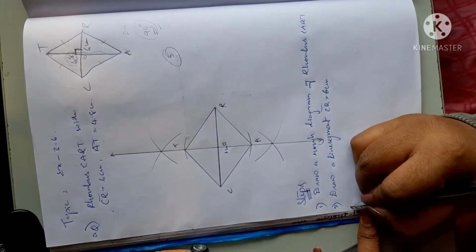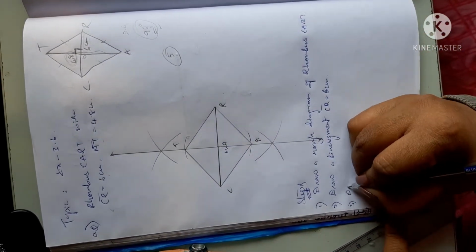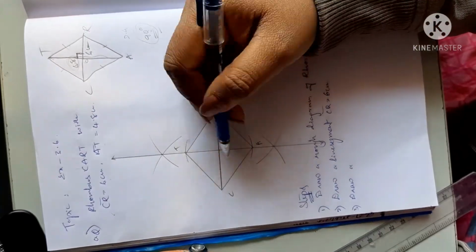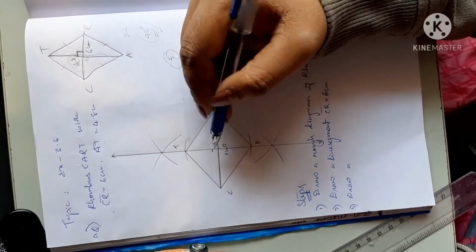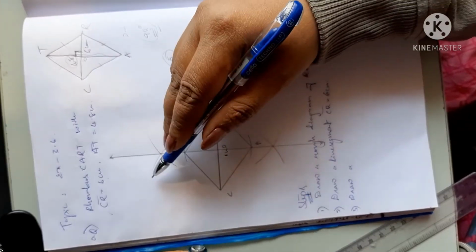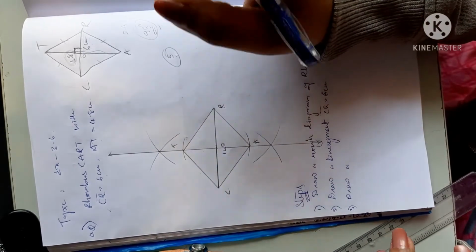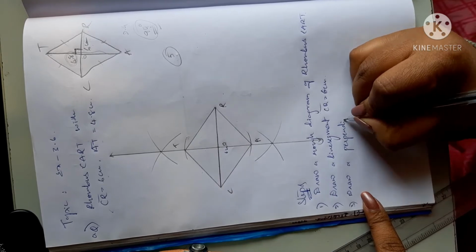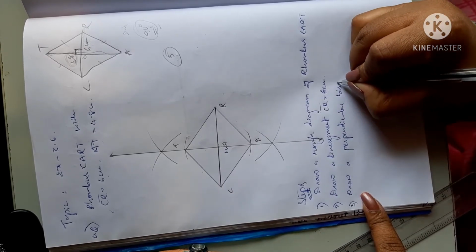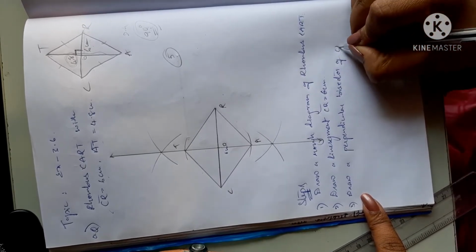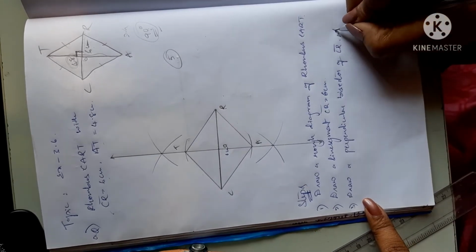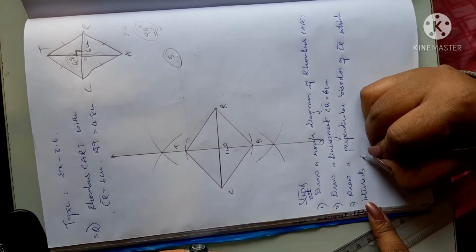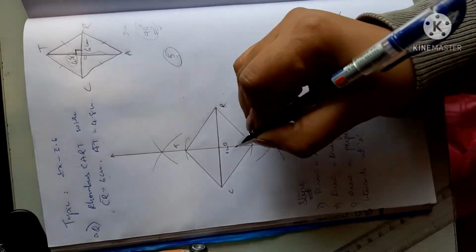Next, third line, what you have done: draw a perpendicular bisector of CR. I'm just writing here. I am not going to describe all those things, like taking more than half and drawing an arc on top and bottom. Just draw a perpendicular bisector of CR, which intersects at O. Name it as O point.